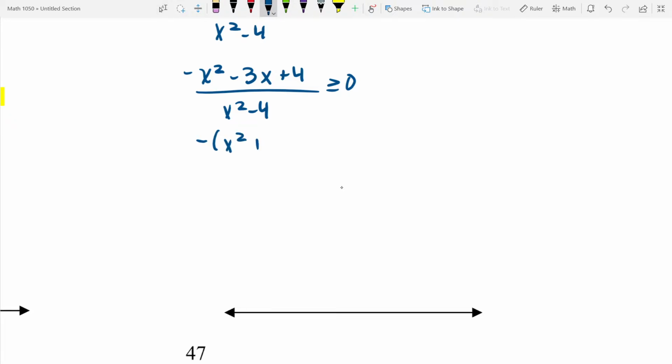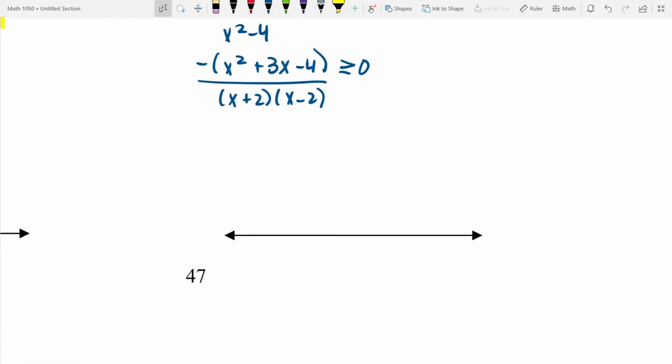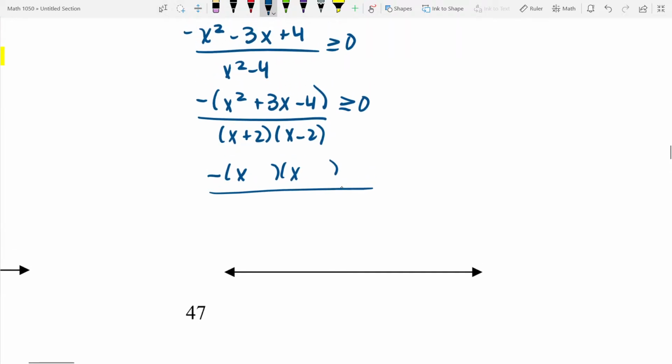So now you have x to the second plus 3x minus 4 over, let's go ahead and factor that bottom. It's the difference of squares, x plus 2 times x minus 2. Now I have one more step to factor fully, so that would go to an x and an x. The 4 goes to a 4 and a 1. Signs are different. Biggest is the positive, and the bottom is x plus 2 times x minus 2.